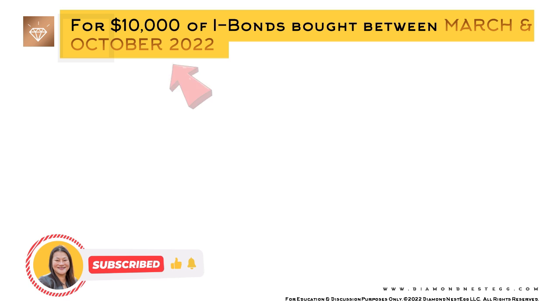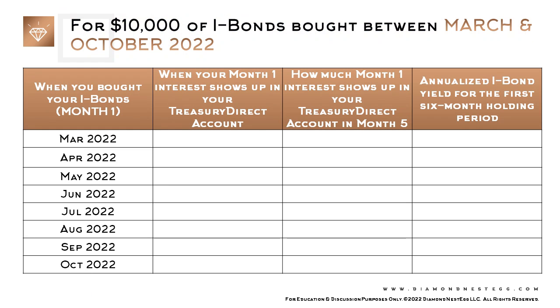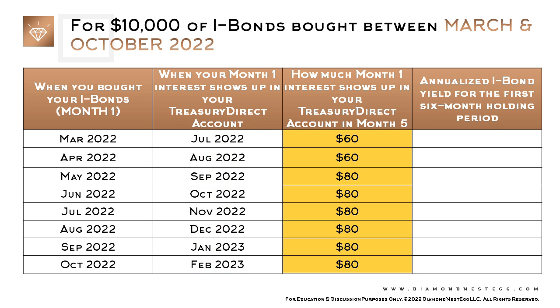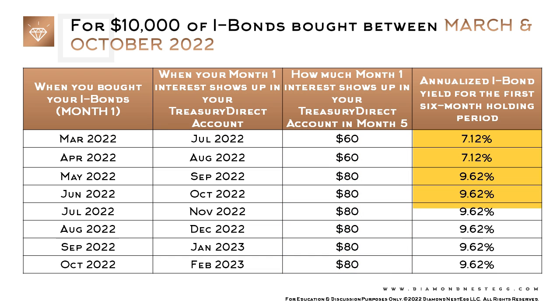As always, let's assume that you bought $10,000 of I-Bonds. This column shows the month that you bought your I-Bonds in, what I refer to as month 1. This column shows the month that you will see your month 1 interest appear in your Treasury Direct account, the first time that your principal starts to grow in your online account, basically month 5. This column here shows you how much that month 1 interest that shows up in your Treasury Direct account in month 5 is. And for reference, here's the annualized yield that you'll be getting for your first 6-month holding period.